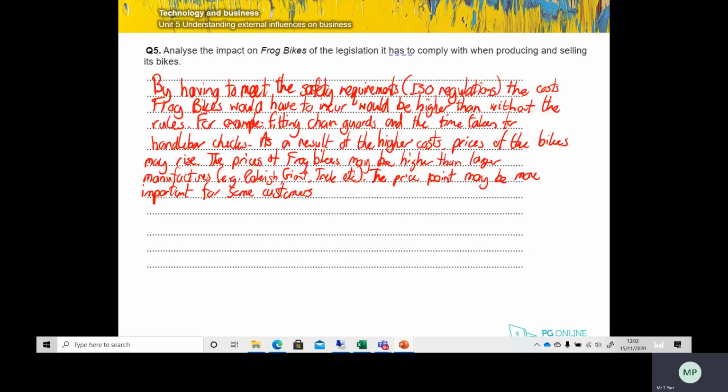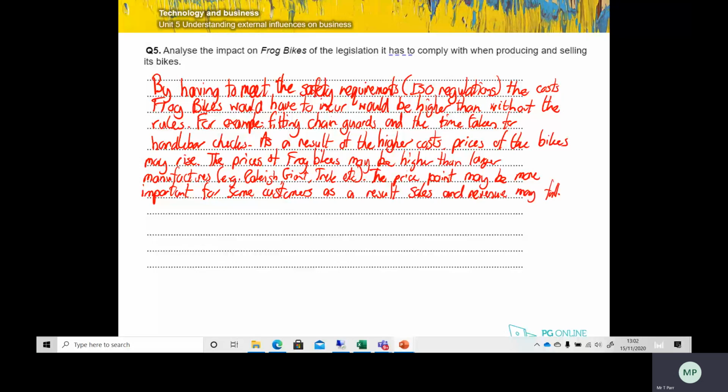As a result, sales and revenue may fall. What you might find is parents probably can't afford to pay a bit more for your Frog bike, despite the fact that they are going to be really, really safe because they have to meet those conditions. That's our first point, so probably got three marks for that.